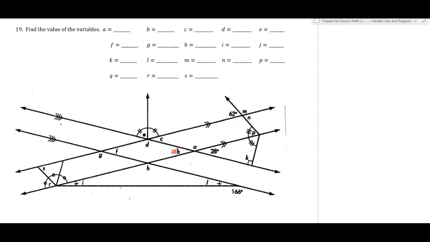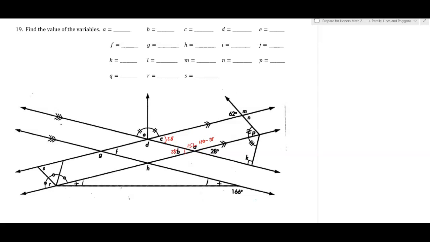Now, B is 28 degrees. Notice, B and C are congruent because they're alternate interior angles. So this is 28 degrees. Now to find A, I would do 180 minus 28 degrees because those are a linear pair. 180 minus 28 is going to be 152 degrees.